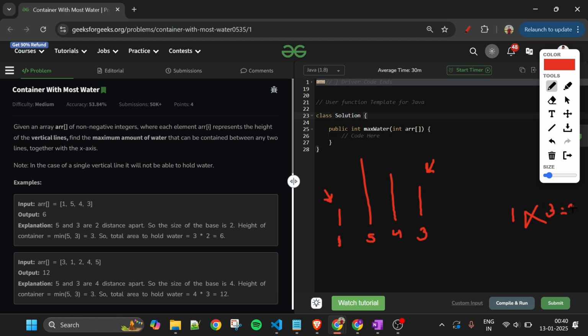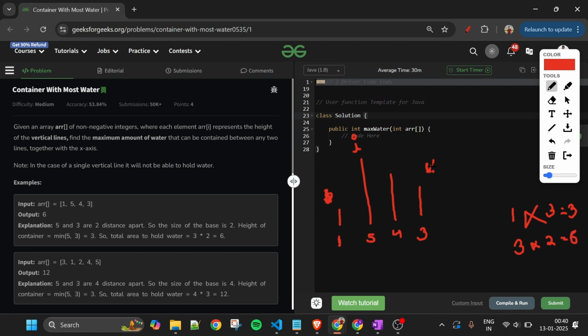Okay, now I have to maximize this. 1 is less, so i is less, so I will increase my i, and I will be pointing to this. Again, the amount of water which I can store is equal to the minimum of 5 and 3, which is 3, and the distance between them is 2, which is equal to 6. Okay, all right. And now again, which is less now?